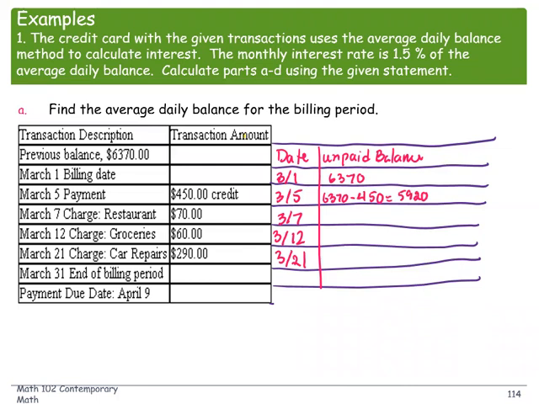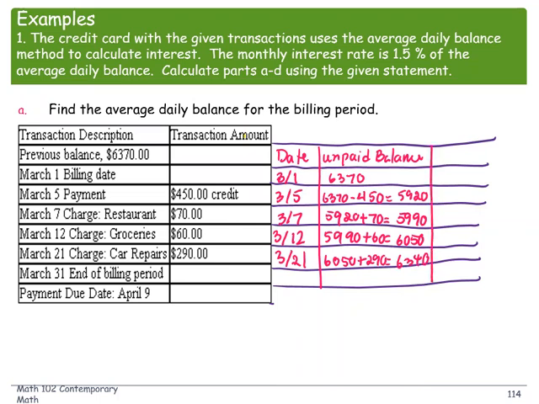On the 7th, the charge is $70. So then the balance will be 5920 plus 70, and it comes up to be 5990. On the 12th, $60 spent. The balance will be 5990 plus 60, or 6050. On the 21st, car repaired for 290. So the balance will be 6050 plus 290, or 6340.